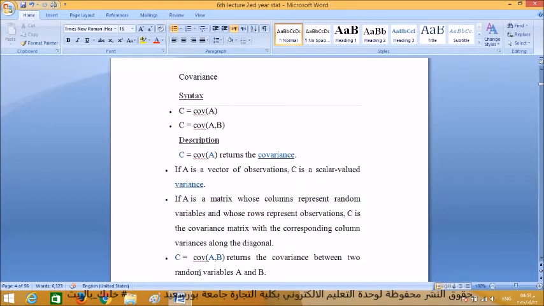C equals cov of A and B returns the covariance between two random variables A and B. This is the case, okay? Why? Because cov A represents a variance, not a covariance. So the covariance for one variable is called the variance, okay?